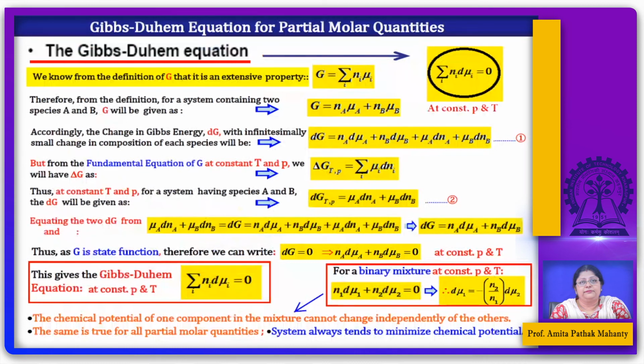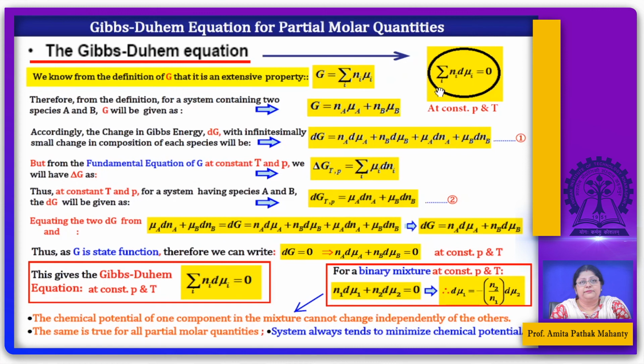Now, a follow-up of the partial molar quantity is the Gibbs-Duhem equation. The Gibbs-Duhem equation states that if you sum over the number of moles of each species times the change in chemical potential of that species, for all the species present in the system, it should add up to 0. This is to say, if I have a binary mixture, the chemical potential of one component cannot be changed independently of the other. One cannot change one independently without the other being affected. If one is changing, the other depends on how much the chemical potential of the other component is changing.